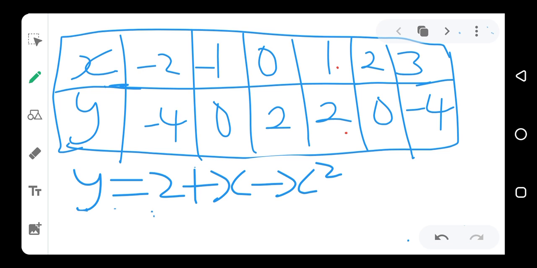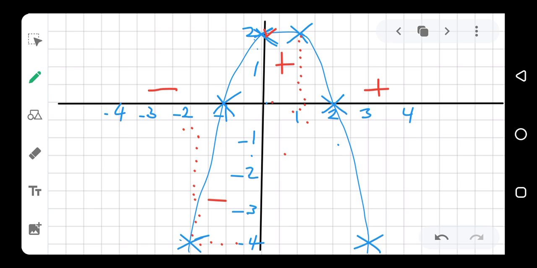Then we do the same thing for x is equal to 2. It will go to y is equal to 0. y is equal to 0 when x is equal to 2. That means that we are going to place it at the level of x because y is equal to 0. At the line of x is where we are going to put the junction. That is why we have it here.